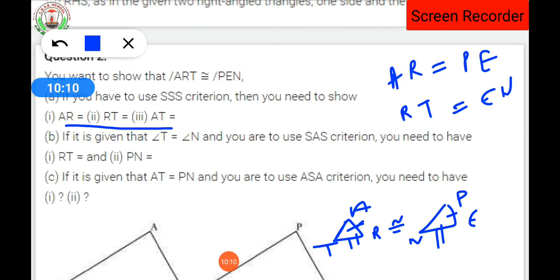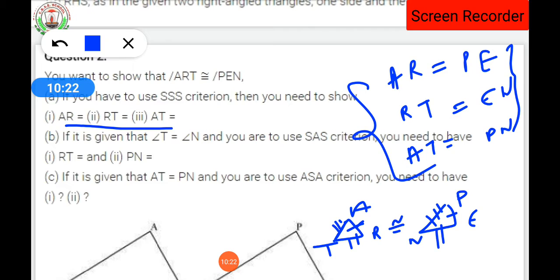Clear? Moving toward the third side, AT. Here this one is the third side. So AT will be equal to PN. So these are the three sides. So by side congruence criteria, triangle ART is congruent to triangle PEN.